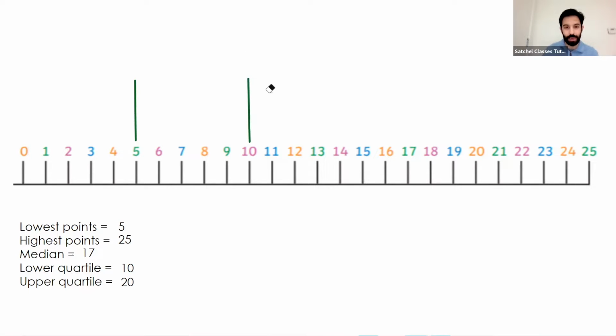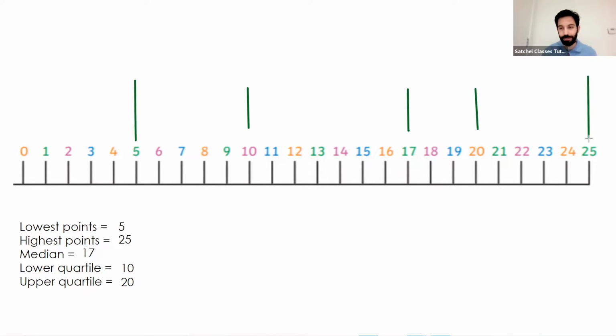And again, I think I can do a better job. There we go. Slightly trickier than I imagined. There we go. From here, that would be 10. And then we need our median. So the median is 17. So at 17, we'll draw another line. And then our upper quartile is going to be 20. And our highest value is going to be 25.